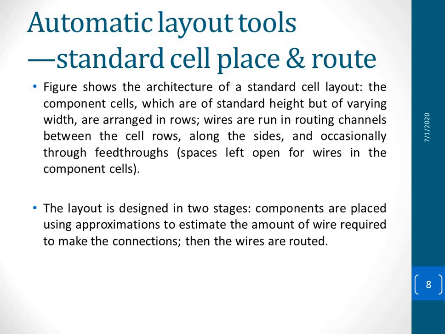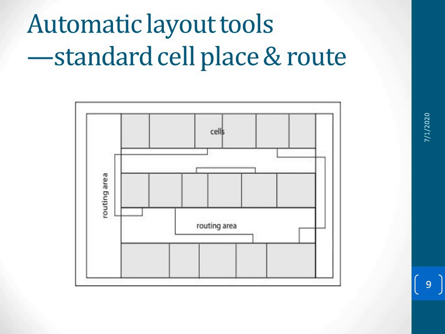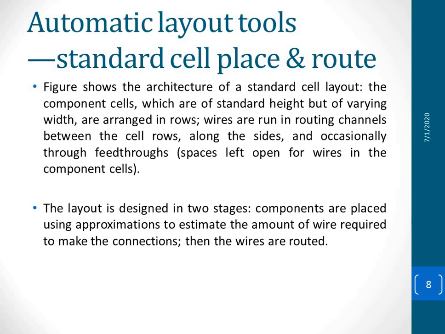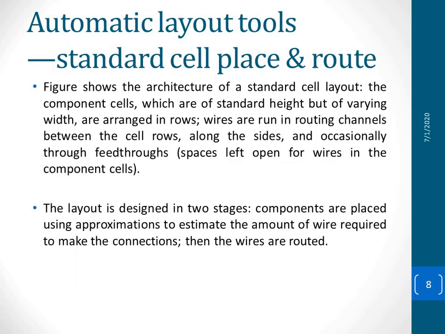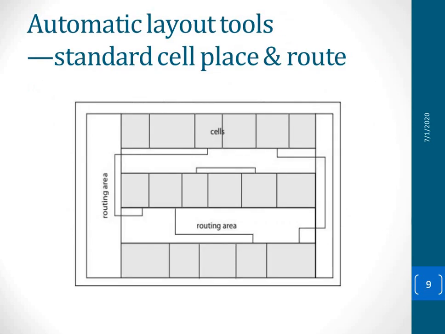The figure in the next slide will show the architecture of a standard cell layout. This one you can see here. The component cells, which are of standard height but of varying width, are arranged in rows. You can see here the routing area, and the cells, all the grayish ones, are cells. You can notice the widths are not the same, the heights are the same but the widths are varying.